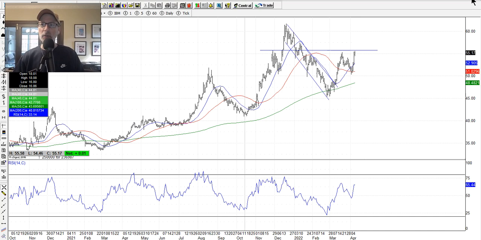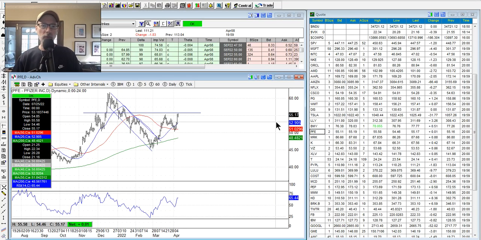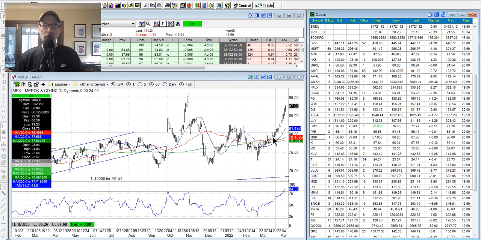But it also depends on when the earnings are. We don't want to hold trades over earnings, especially if the earnings are coming up within the next few weeks. Merck, look at this. All these stocks are moving higher.